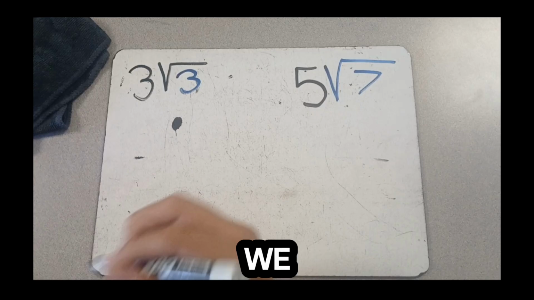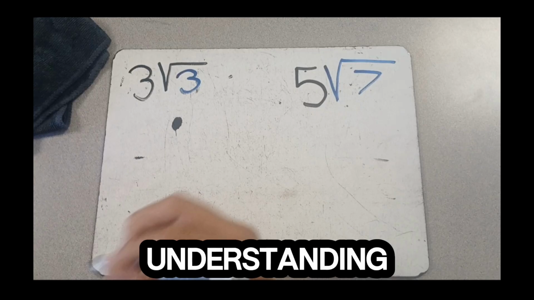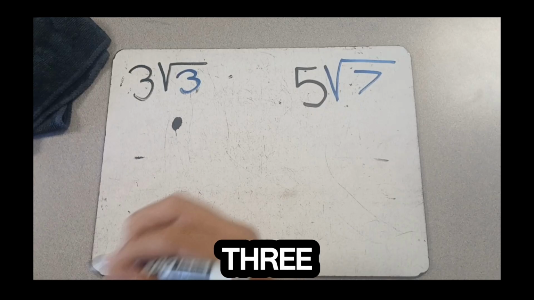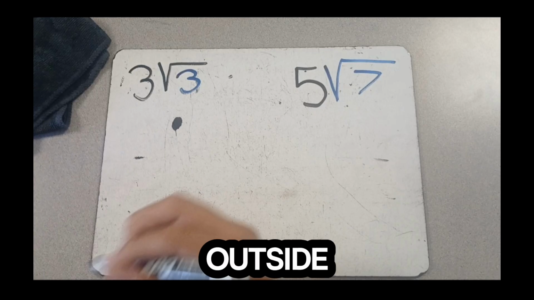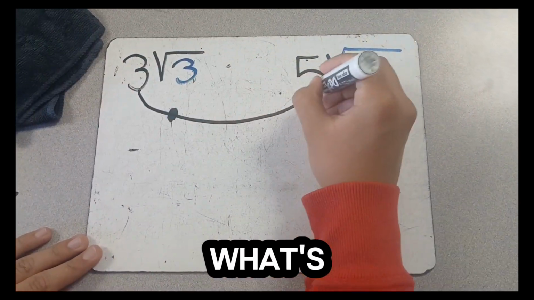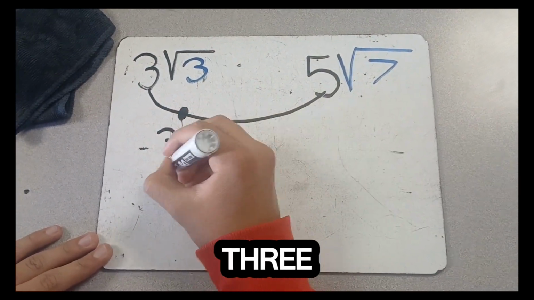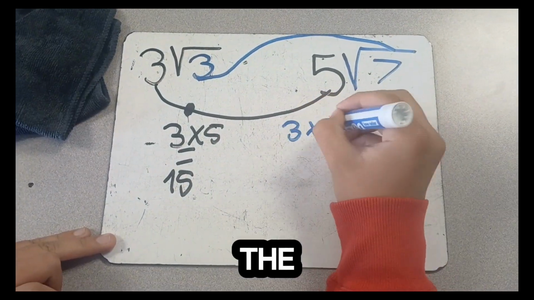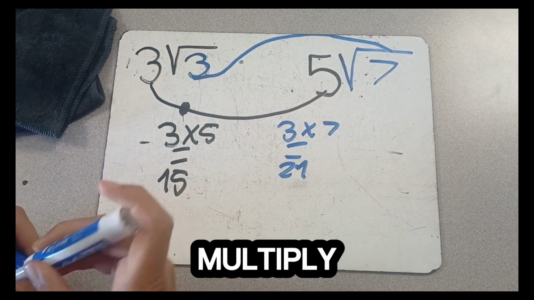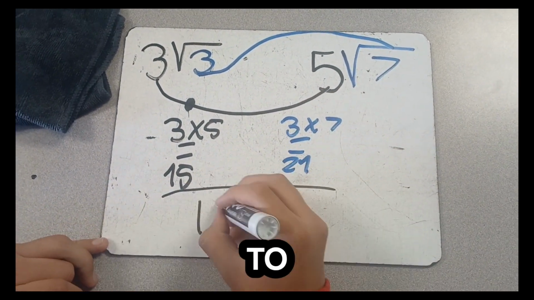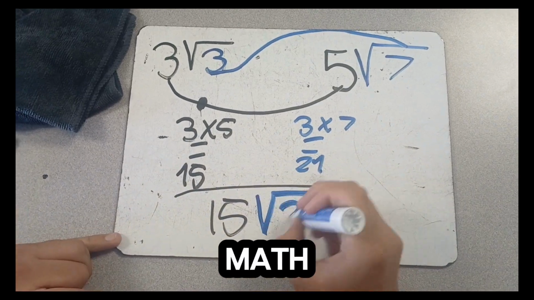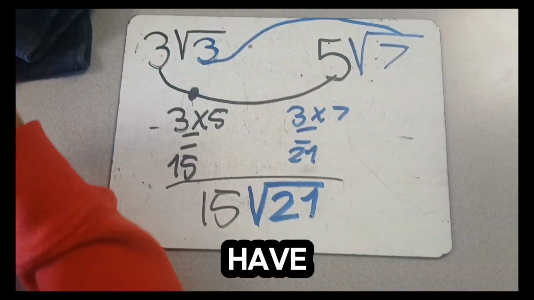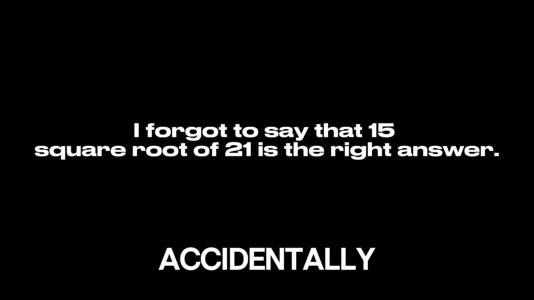Alright, now we see a visual so we can have a better understanding. 3 square root of 3 times 5 square root of 7. The black ones will be outside the radical and the blue ones will be inside the radical. Watch how the outside numbers 3 and 5 multiply together to give us 15. Then the inside numbers 3 and 7 get multiplied under the radical to give us 21. Keep the math organized so you don't mix it up accidentally.